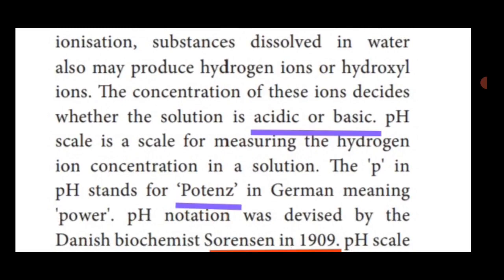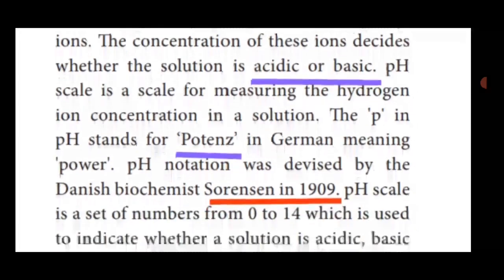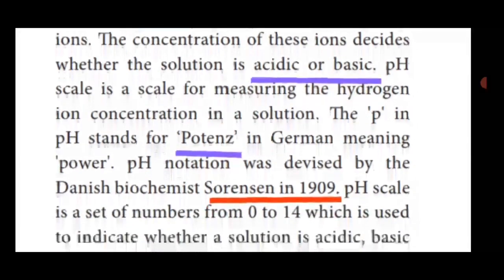The pH scale is a scale for measuring the hydrogen ion concentration in a solution. The pH stands for potenz, which in German means power. The pH notation was devised by the Danish biochemist Sorensen in 1909. Who discovered the pH scale? The Danish biochemist Sorensen.